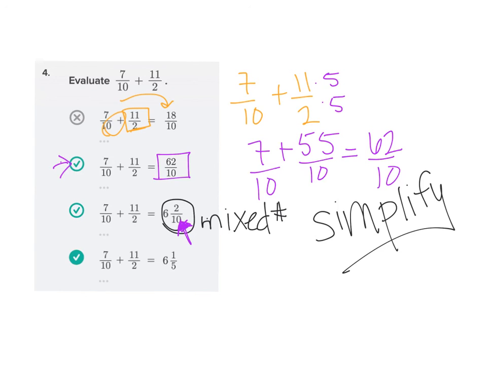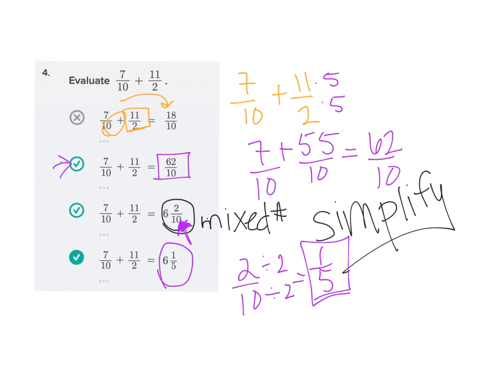So to make Mathspace happy, 2/10, we can divide both the numerator and the denominator by 2, getting 1/5. This is an equivalent fraction to 2/10. And now Mathspace finally was happy. And that's what you're working towards.